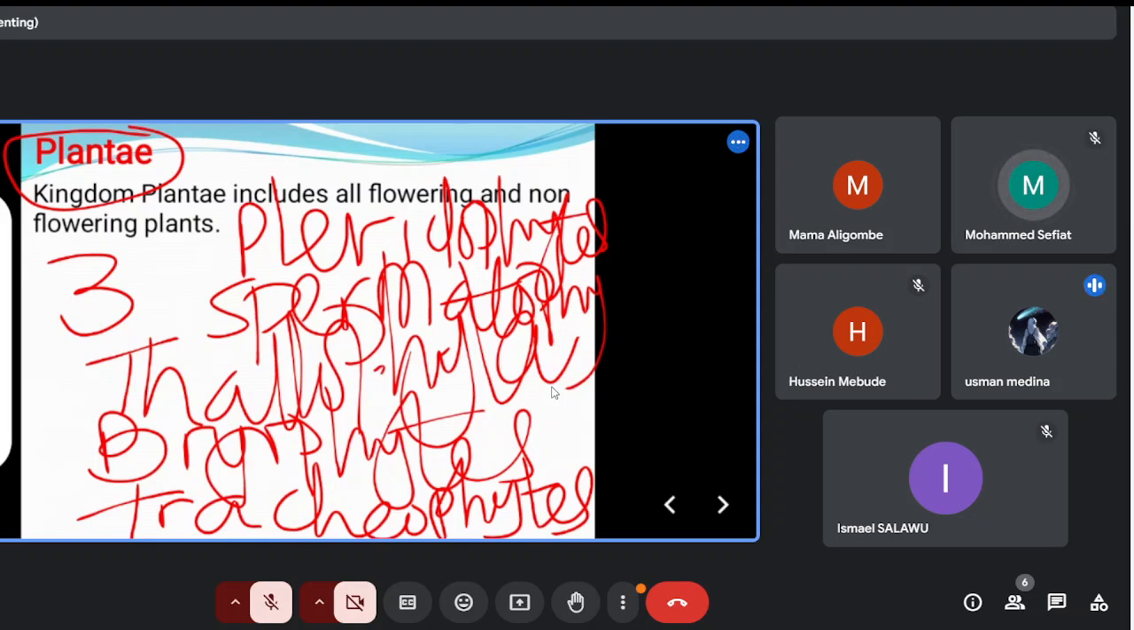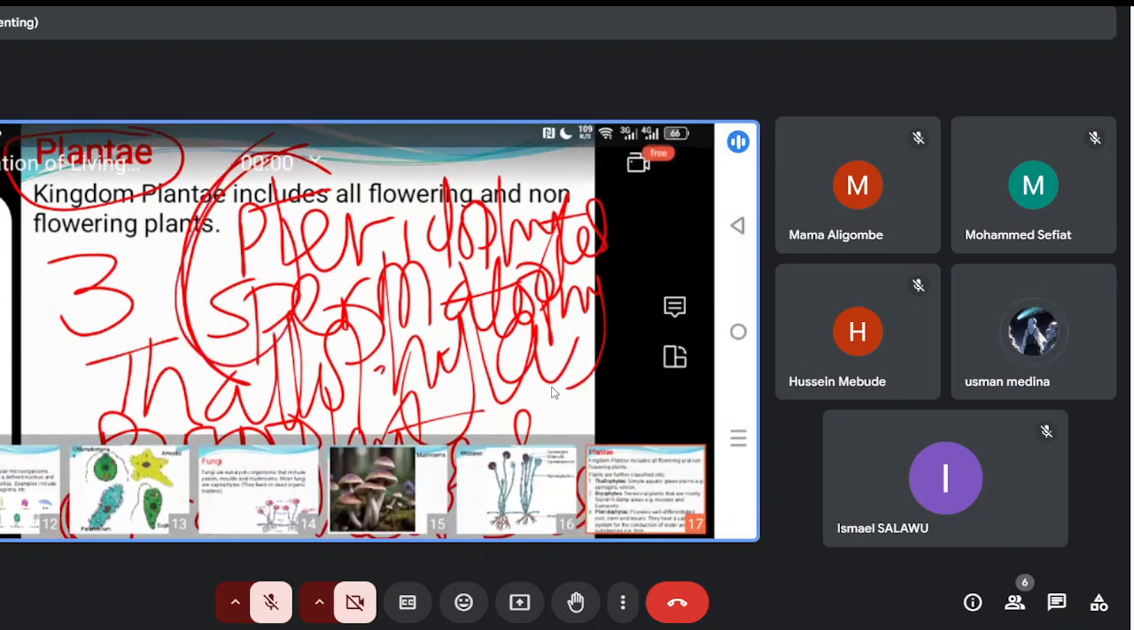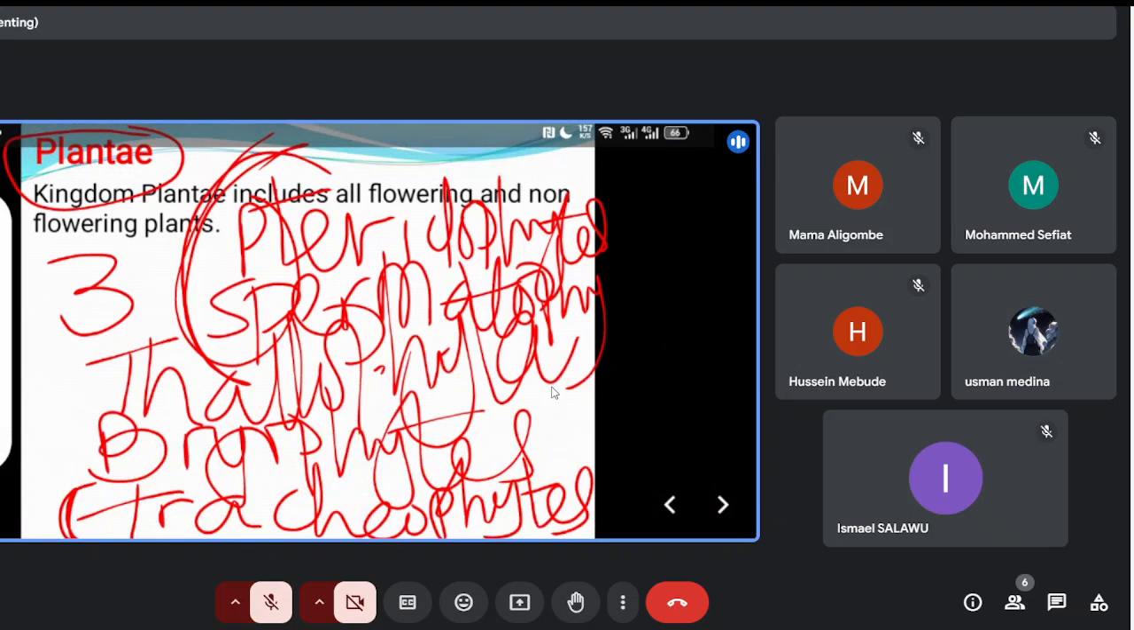I said we can have 3 divisions or we can have 4 divisions. If you are saying 3 divisions, that means you have classified these 2 divisions under the tracheophytes. I'll tell us what tracheophyte is all about. So if you are saying there are 3, that means you've chosen thallophyte, bryophyte, and these 2 here as 1, tracheophyte. And if you're saying there are 4, that means you have broken the tracheophyte down into the subdivisions under it, which are the what? Pteridophytes and spermatophytes.